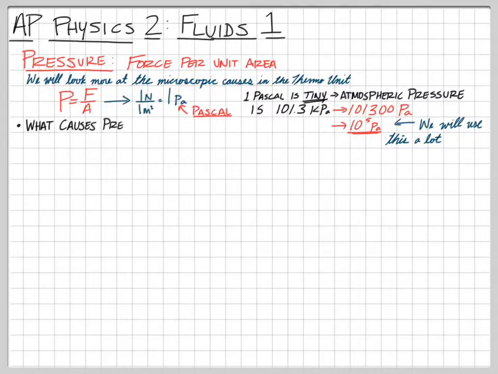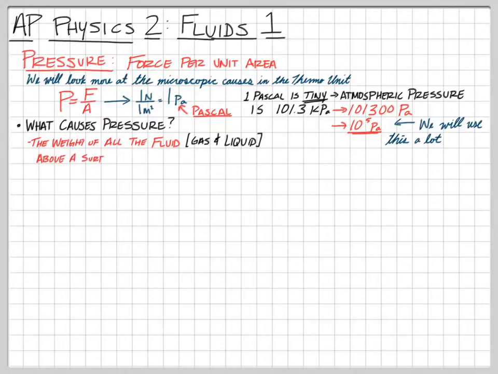So, what causes pressure? We're going to say that what causes pressure is the weight of all of the fluid, so that's the gas and the liquid, above a surface. That's what causes pressure. The column of fluid, the column of gas above our surface.